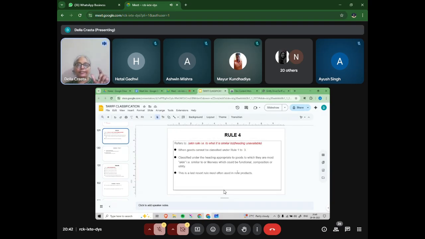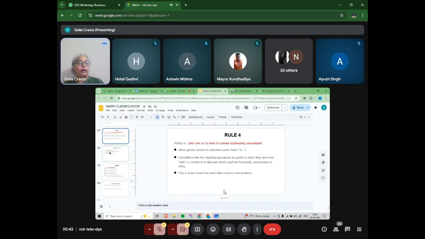Meaning, as I said, rule 1 to rule 4 has to be applied in a sequence. So if you applied rule 1, there your classification ends. If you are not applying rule 1, you go to rule 2, 2A, 2B. If it is not working, go to rule 3, 3A, 3B, 3C. If it is still not working, go to rule 4. In rule 4 somewhere you will definitely get that classification, because so many residual headings have been seen in every chapter, every heading, that you are bound to get a classification number for your product, even if it is a new product.